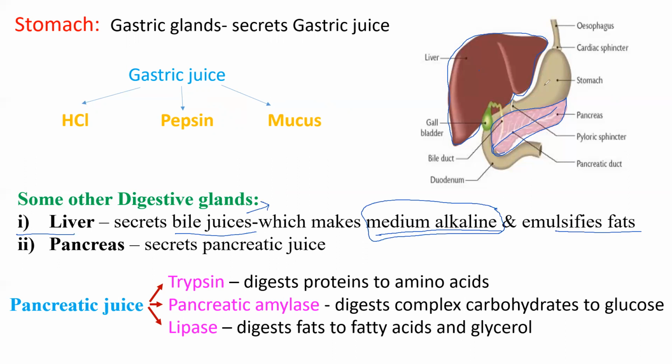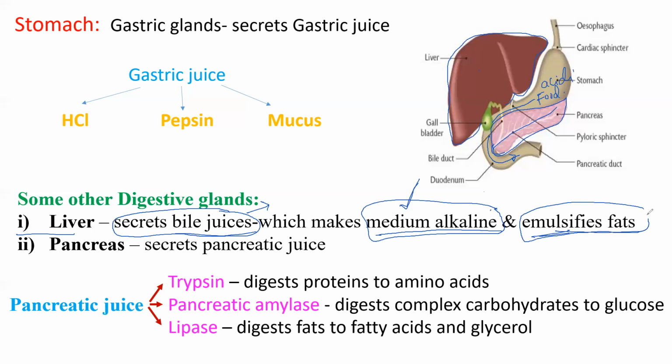We discussed just now that the food in the stomach is in an acidic medium. So the food which is going to enter from the stomach to the small intestine will be in an acidic medium. This acidic medium has to change to an alkaline medium. That is going to happen by the secretion of bile juices. These bile juices make the medium alkaline and also emulsify fats.